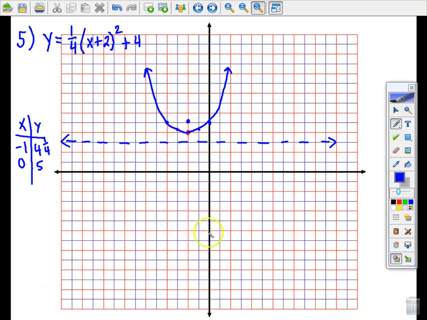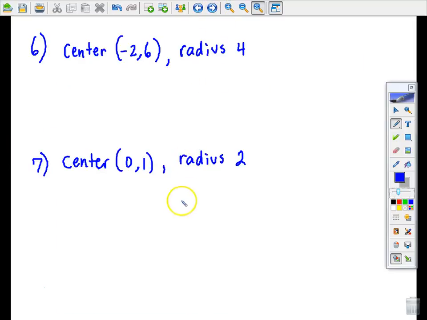And so here we are. There's your answer for number 5. Focus, directrix, the 5 points for the parabola. And you really could have picked any numbers you want. These are independent, and then here are your dependent variable values. All right, let's move along.